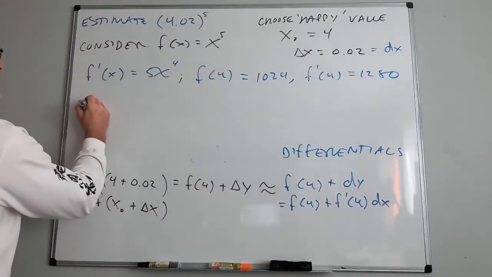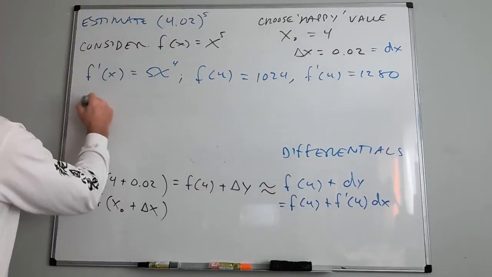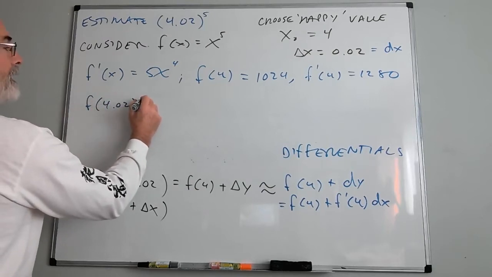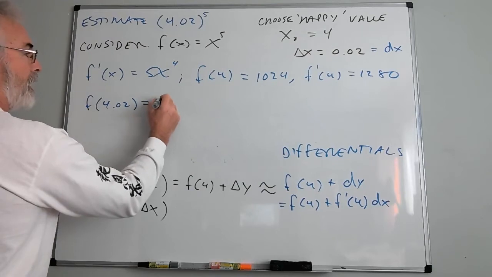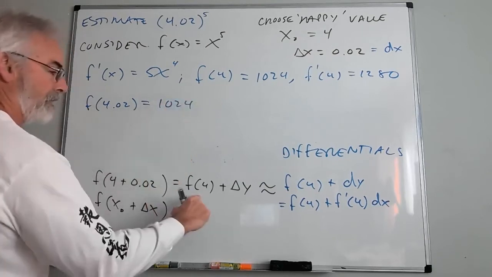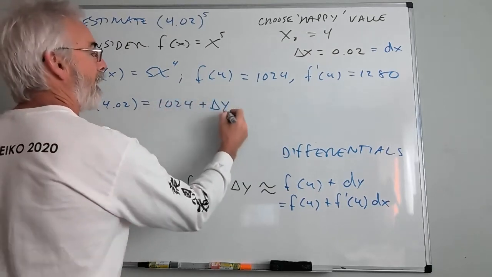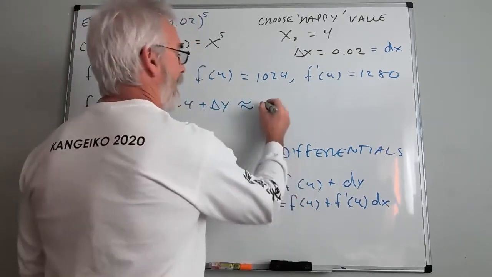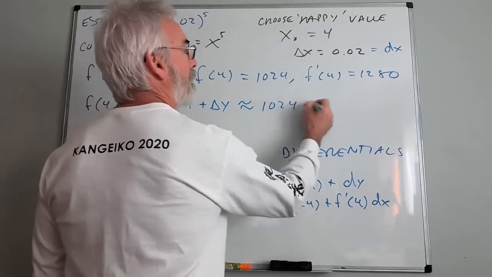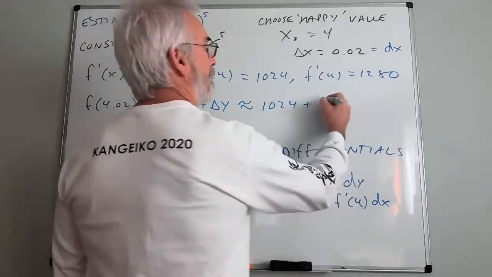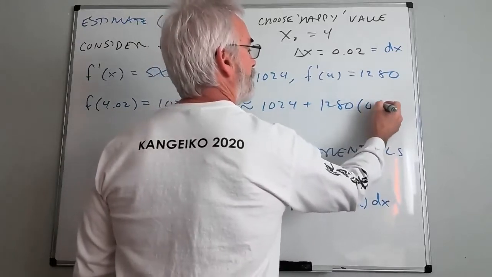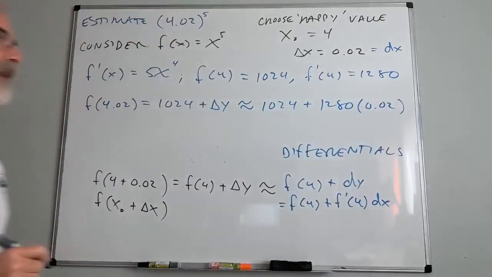We can say that f of 4.02 is equal to 1,024 plus delta y, but that's going to be estimated by 1,024 plus 1,280 times 0.02. So like I said, this is a really simple calculation.